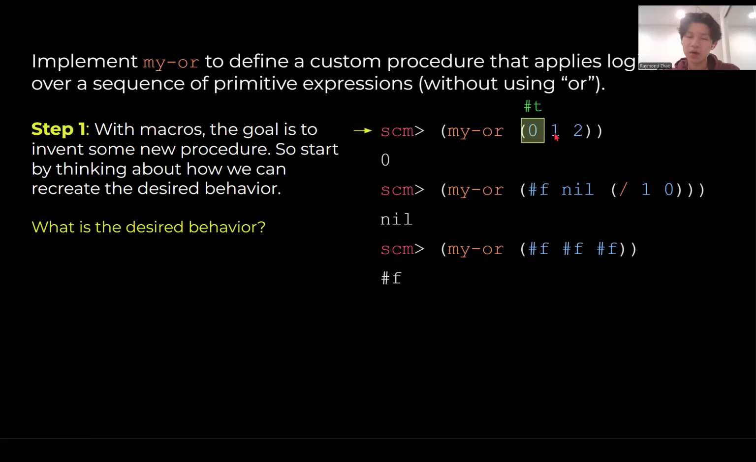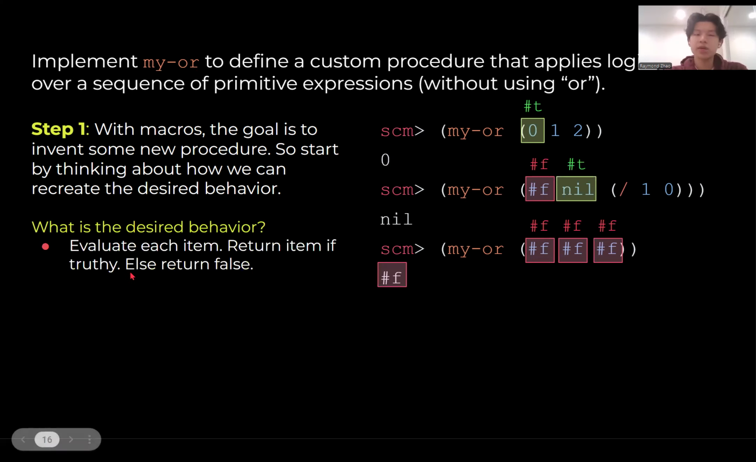I'm going to look at every single operand. I'm going to say, are you true? If you're true, I'm going to return you. I look at the operand. Are you true? You're not. So I have to keep looking. Are you true? You are true. So I'm going to return you. I'm going to look at you. Are you true? You are not true. I'm going to look at the next one. You're false. I'm going to look at the next one. And since everyone is false, I'm going to return false.